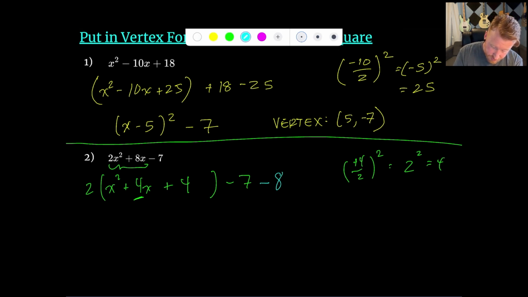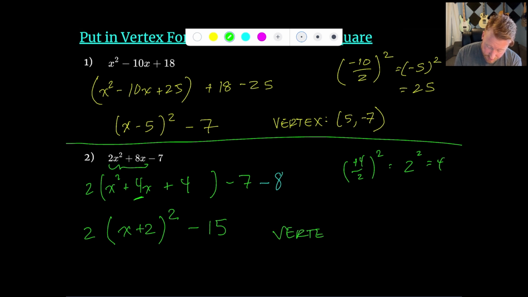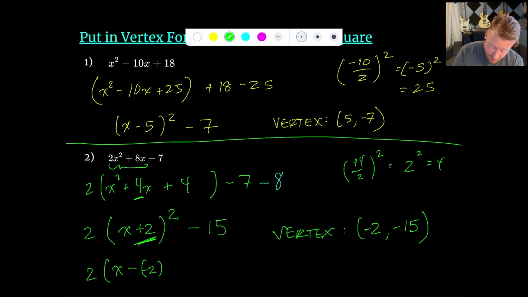Okay, and then simplifying from here, this is going to give me 2x plus 2 squared minus 15. And this tells me that if I needed to find the vertex, it would be at the point (-2, -15). Remember that if we really want to write this explicitly in its vertex form, then it's always x minus whatever value is being squared. So here we can see that it is negative 2 and then minus 15.